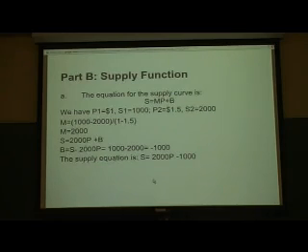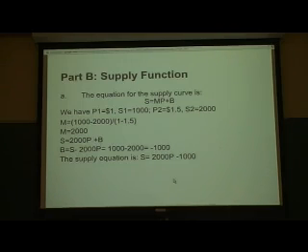On the supply side, the equation for the supply curve is S equals MP plus B. We have P1 at $1, S1 at 1,000, P2 at $1.50, S2 at 2,000. M equals 1,000 minus 2,000 over 1 minus 1.5, or 2,000. So S now equals 2,000P plus B.